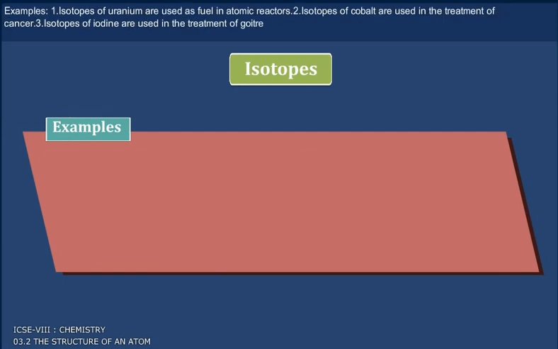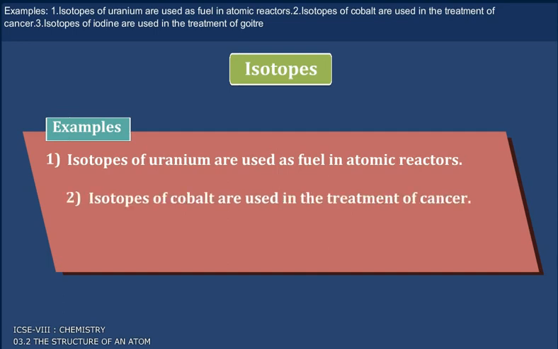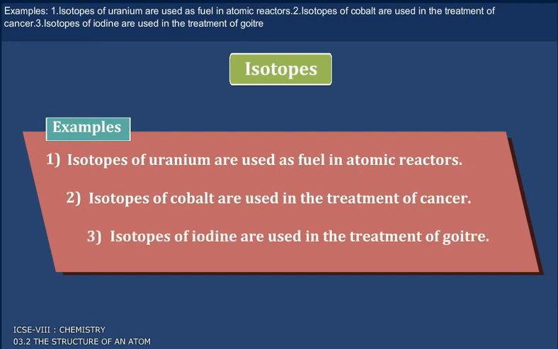Examples: isotopes of uranium are used as fuel in atomic reactors. Isotopes of cobalt are used in the treatment of cancer. Isotopes of iodine are used in the treatment of goiter.